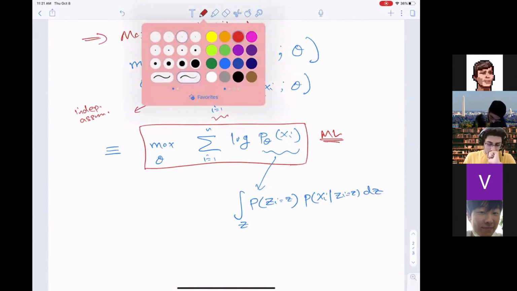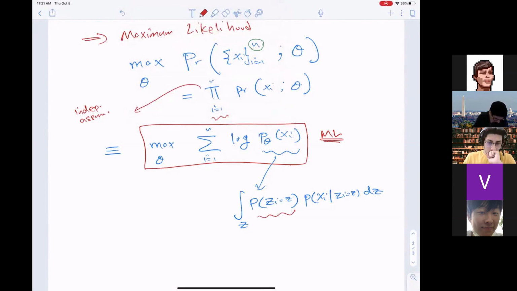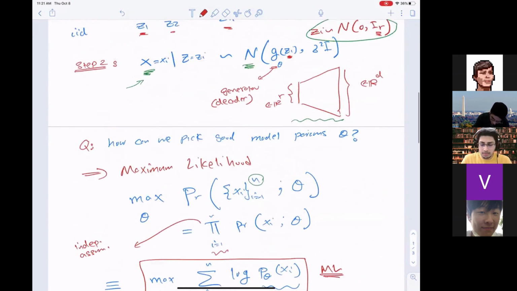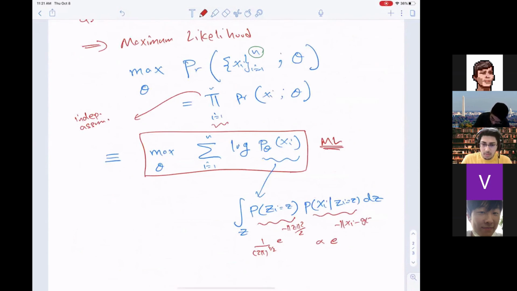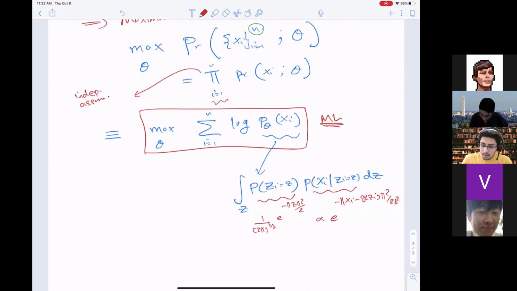Okay, what is the probability of Zi being equal to a small z? That's just the normal distribution. It's nothing but 2 pi to the power r over 2 times e to the minus z squared over 2. What about the probability of X given a particular Z? That's another Gaussian distribution. The exponent is basically Xi minus the mean. Remember, the mean of this Gaussian distribution is G of Zi. Again, I'm implicitly having thetas here for simplicity, over my variance. Okay, that's it. That's an objective that depends on theta, my model parameters, and I want to optimize this over theta.